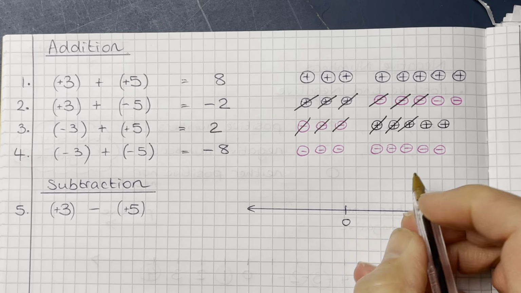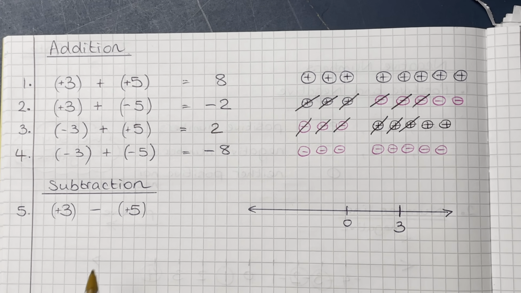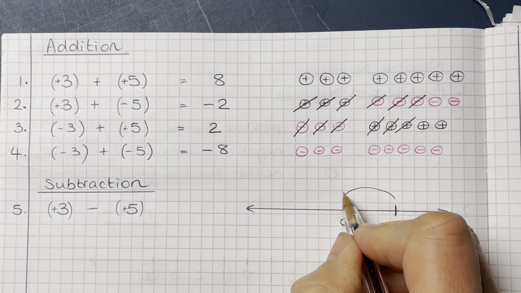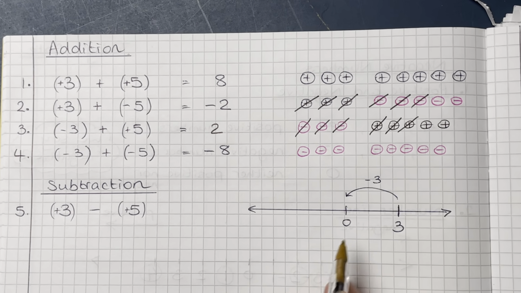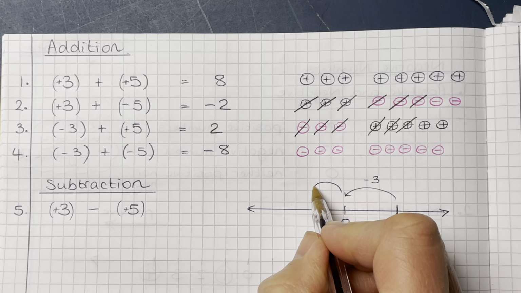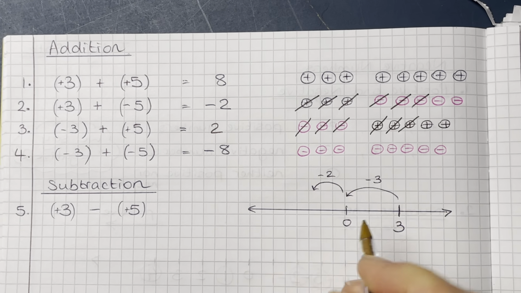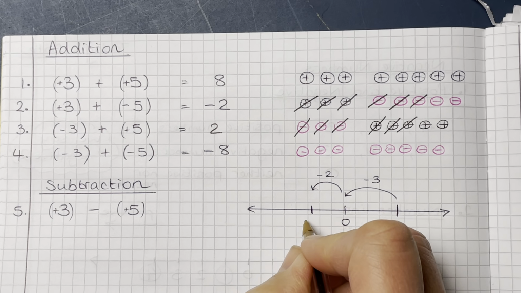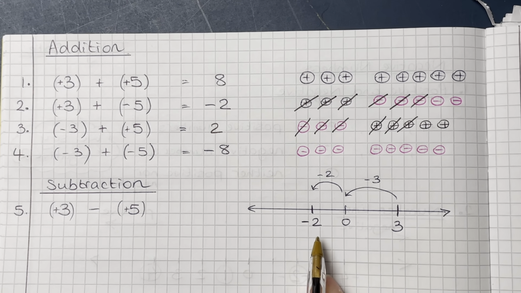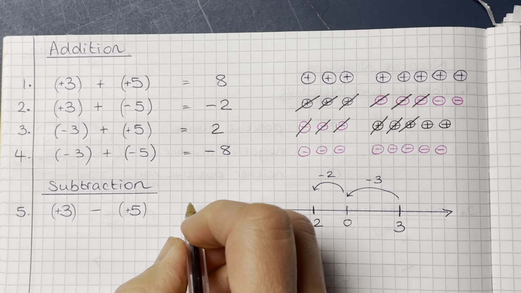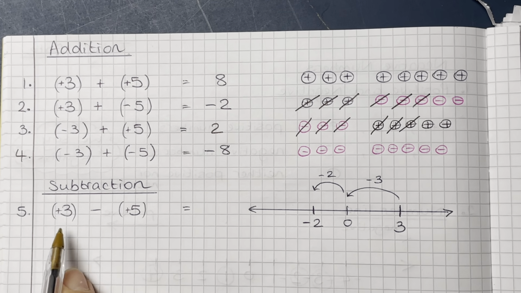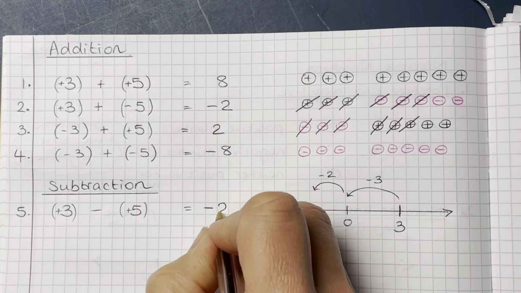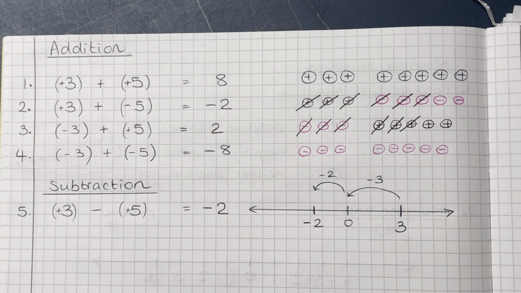I'm starting with the number 3 and I'm subtracting 5. So I've got to subtract 3 to get to 0, but I've still got to subtract another 2 because in total I'm subtracting 5. That's going to give me an answer of negative 2. So I've got 3, I'm subtracting 5, my answer is negative 2.